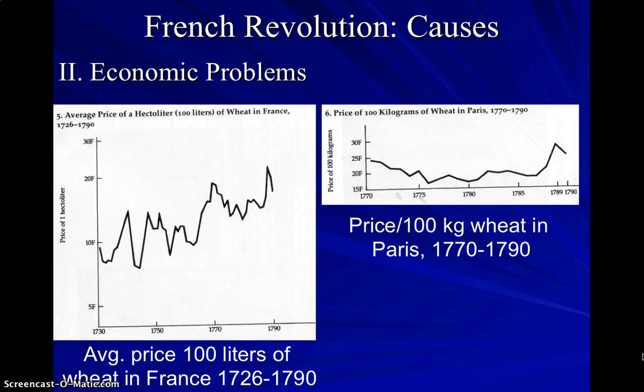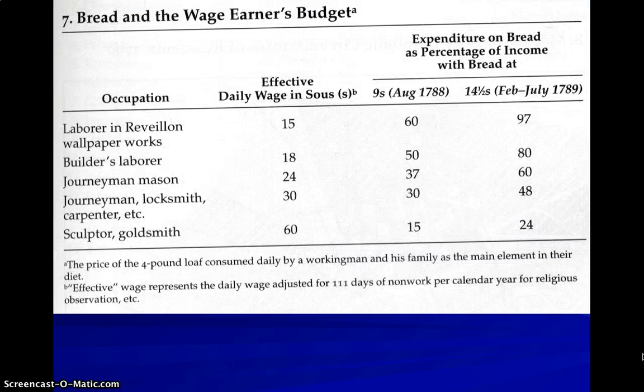Add to this the idea that unemployment is up because of a textile slump, and bad weather had damaged harvests, so of course bread prices are up. What does this mean in terms of daily wage and living? What you see in this chart here is a list of occupations on the left that go from those who make the least amount of money to the most amount of money.